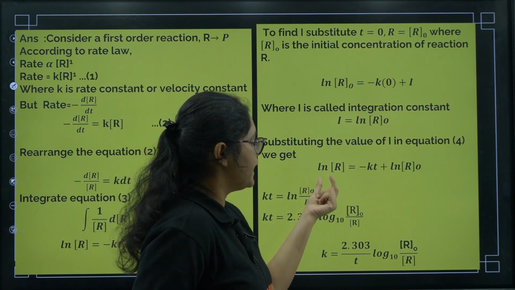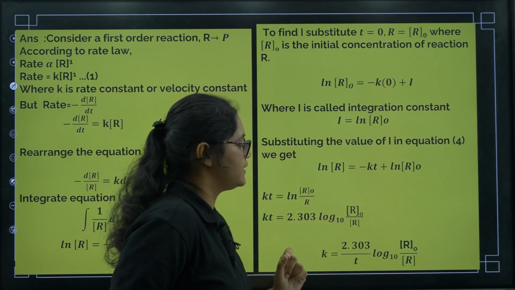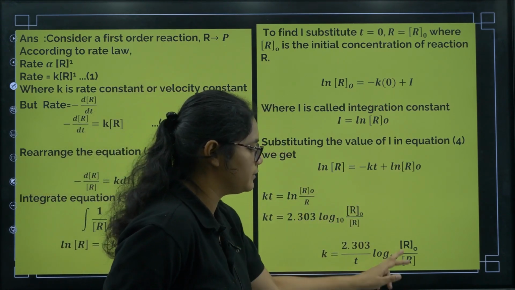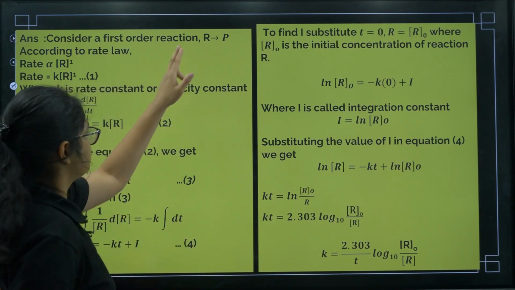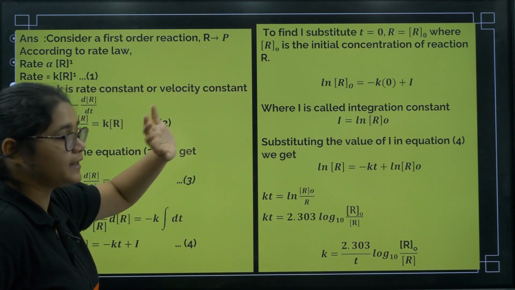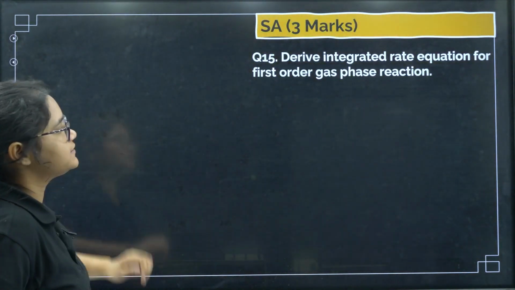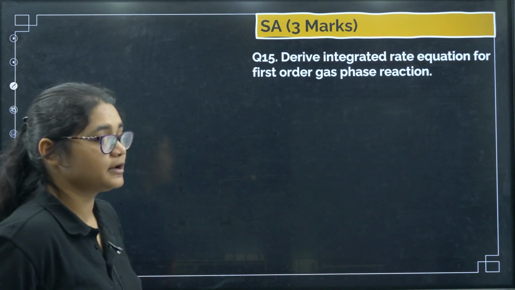Then you will get ln r is equal to minus kt plus ln r0. Then convert it into log and you will get it here. Here also you should remember it should be in the form of r gives p. Do not write a and b here. Next, derive the integrated equation for a first order gas phase reaction.